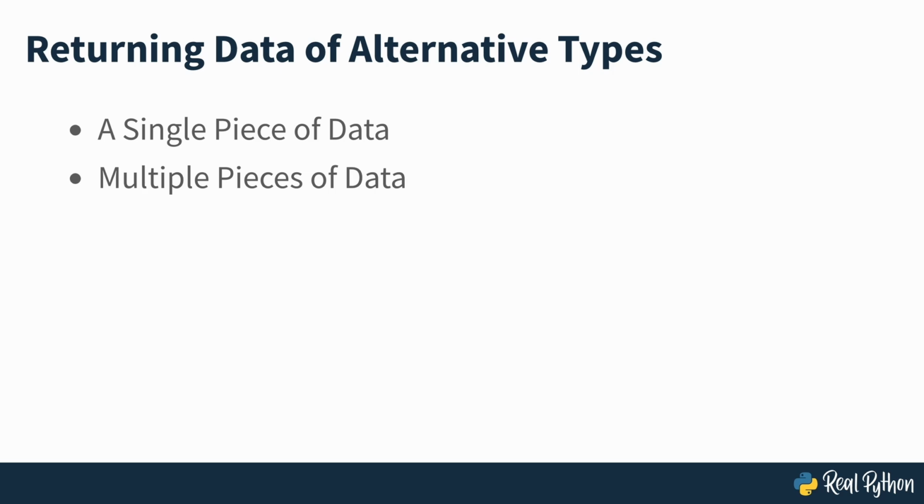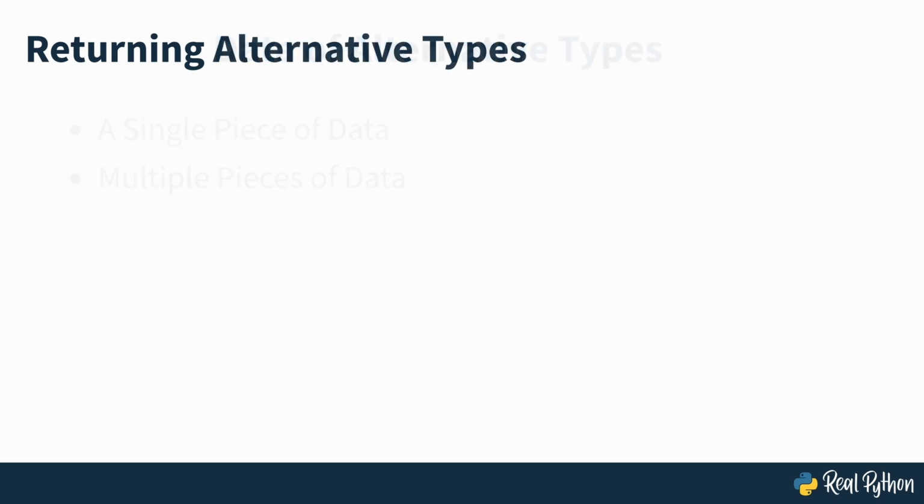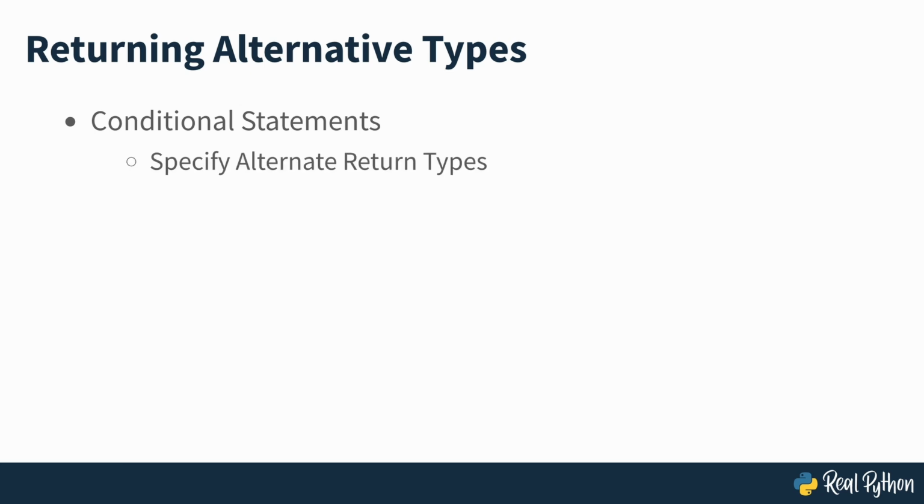You'll sometimes find situations when a function will return one piece of data that could be of different types. The scenarios for considering multiple return types include conditional statements. When a function uses conditional statements that return different types of results, you can convey this by specifying the alternative return types for your function using type hints.